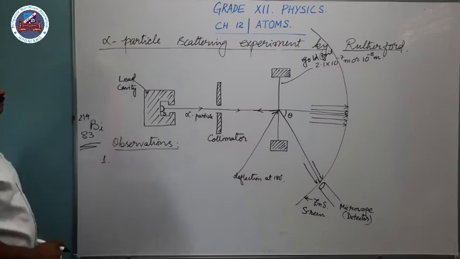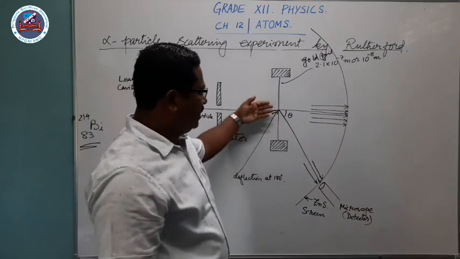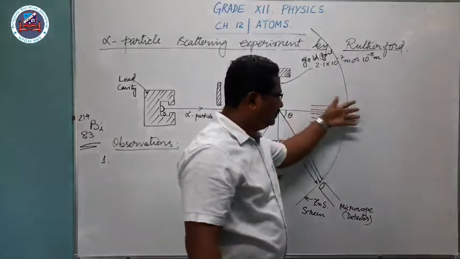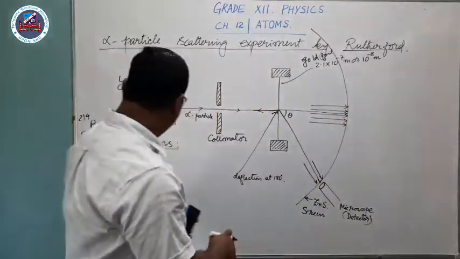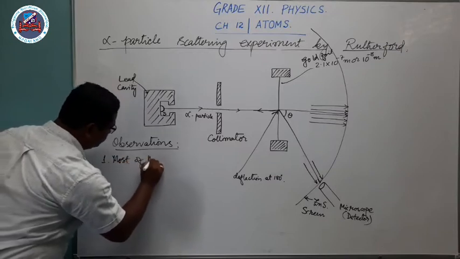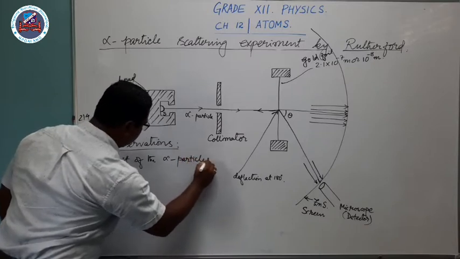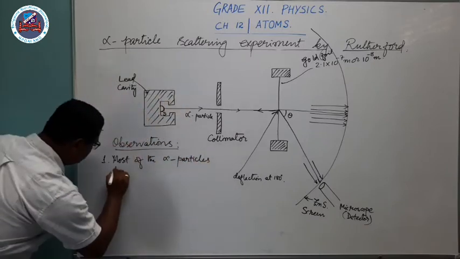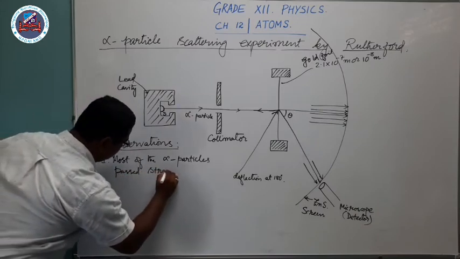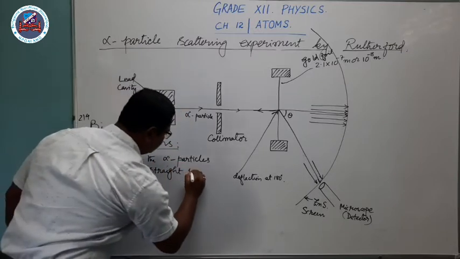The first one: most of the alpha particles that strike the gold foil went straight. Most of them went undeflected. Most of the alpha particles passed straight without any deflection.